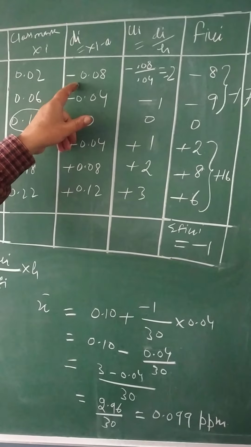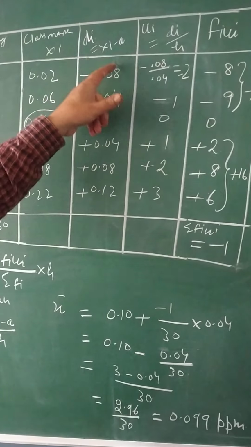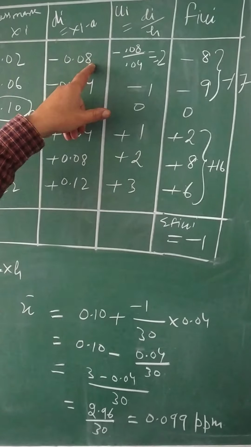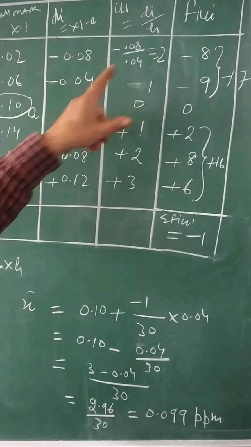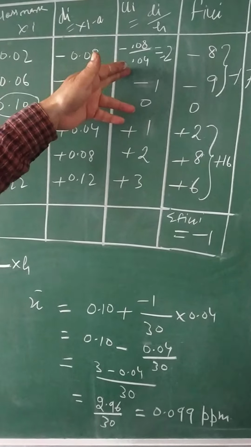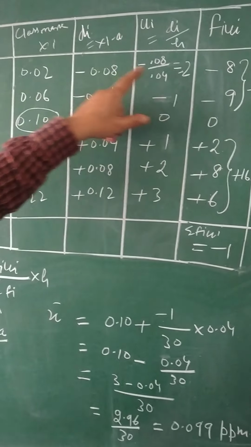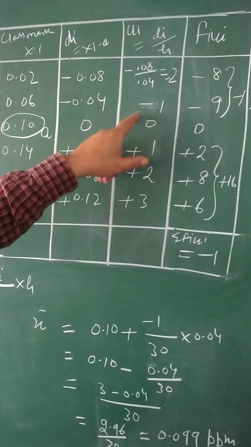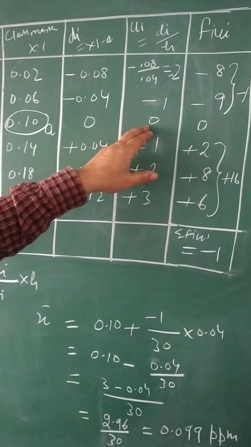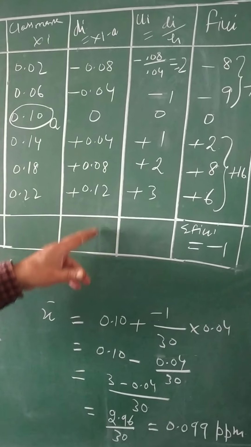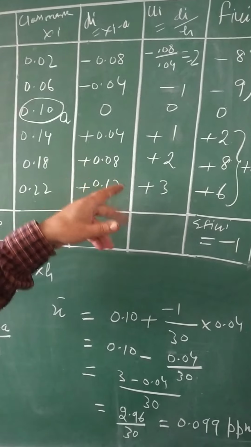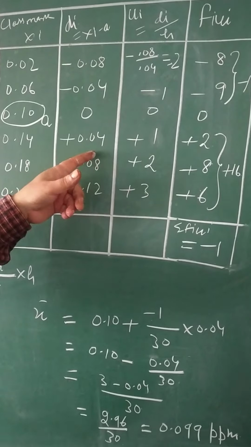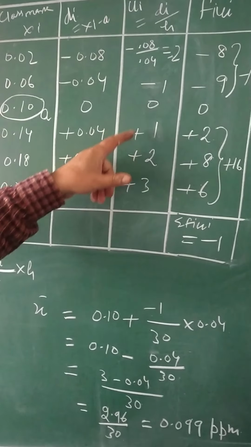So whatever you have got in this fourth column, now you need to divide by the class size. That is 0.04. So when you divide this 8 by 0.04, you get 2, because the decimal places will go off. The minus is there, so minus will remain, minus 2. Then minus 0.04 upon 0.04 will give you minus 1. Then 0 divided by any number is always 0. And similarly, when these all three are divided by 0.04, this is plus 1, this is plus 2, this is plus 3. 4 1s are 4, 4 2s are 8, 4 3s are 12. So plus 1, plus 2, plus 3.